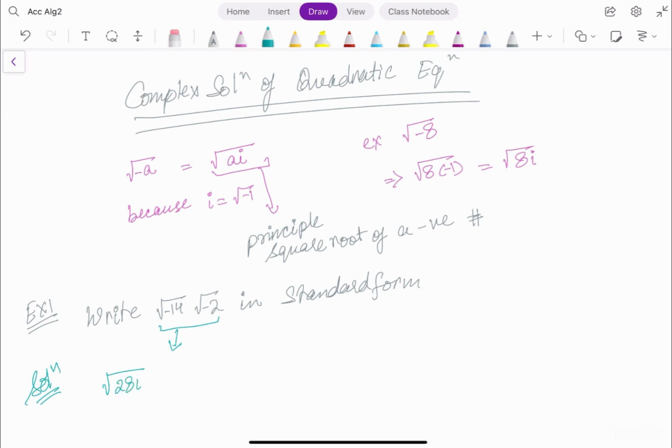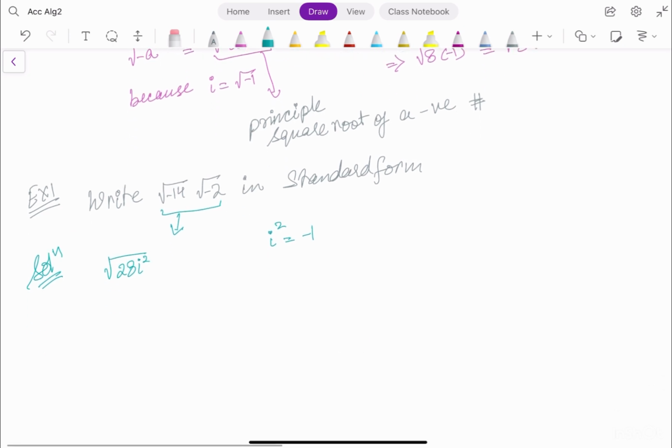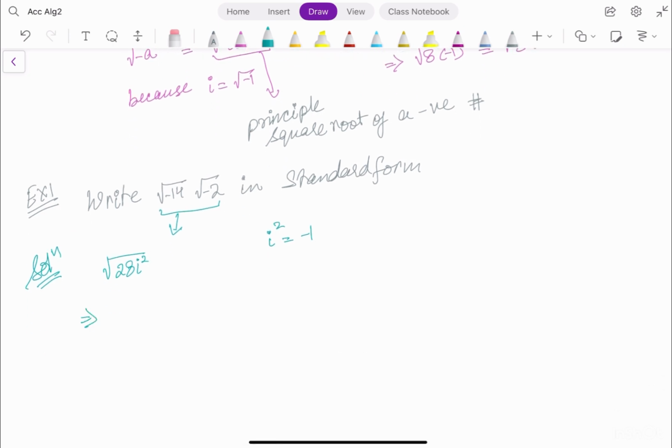So we can multiply -14 and -2, and that will give you radical of 28 i squared. And what is i squared? i squared is nothing but -1. So we can say this is 28 times -1, which can be simplified in this way. Right?